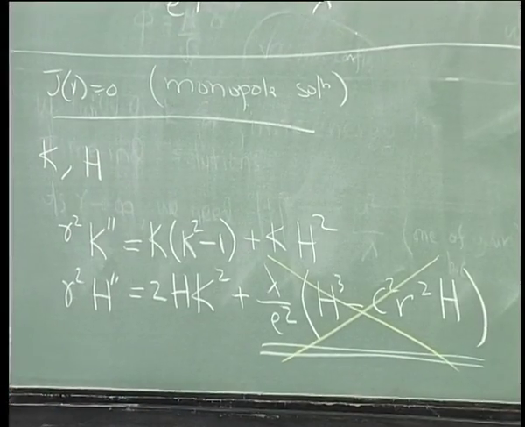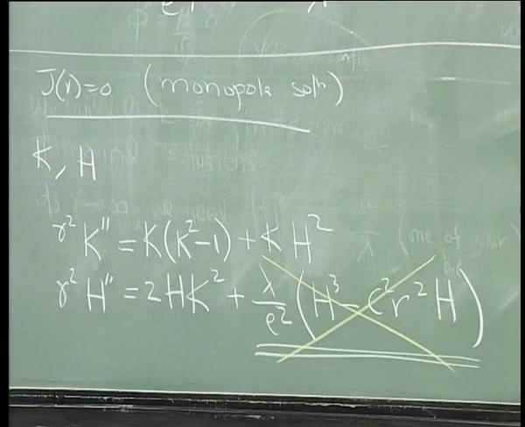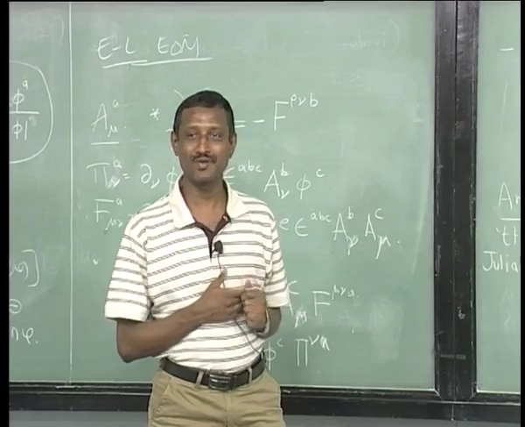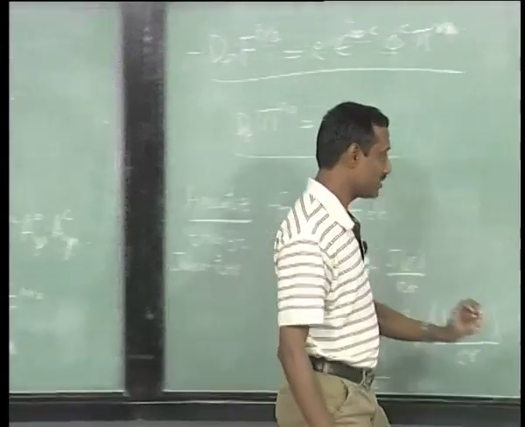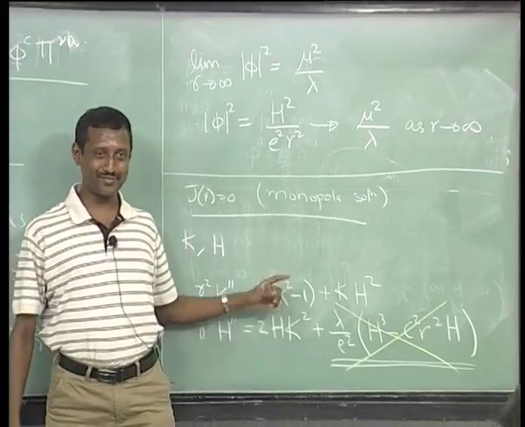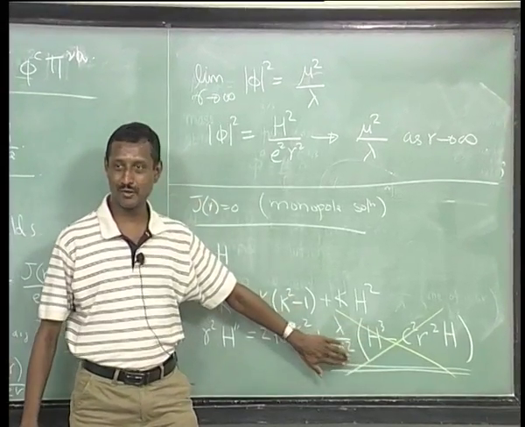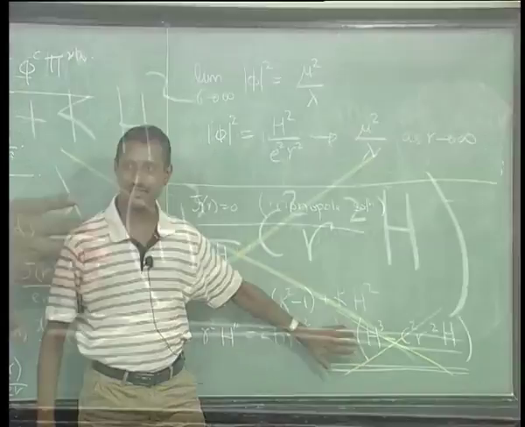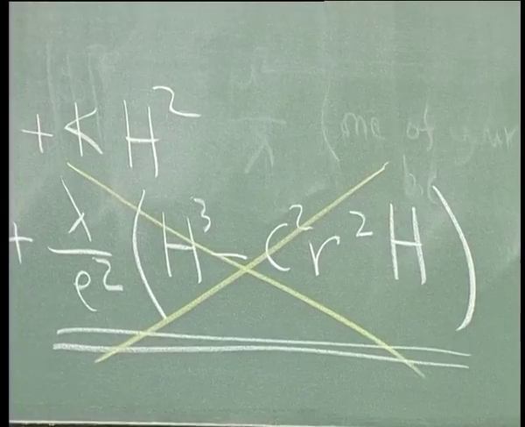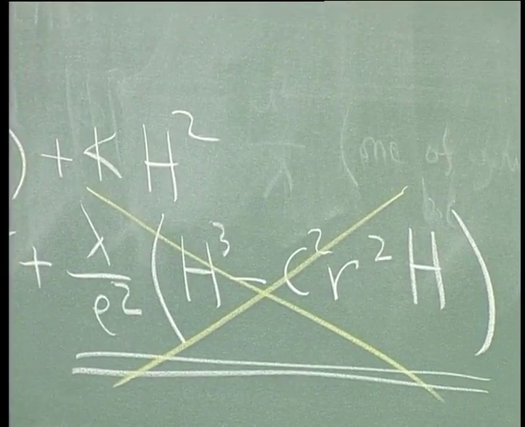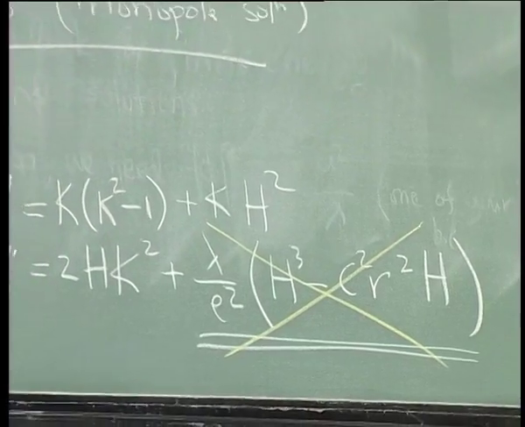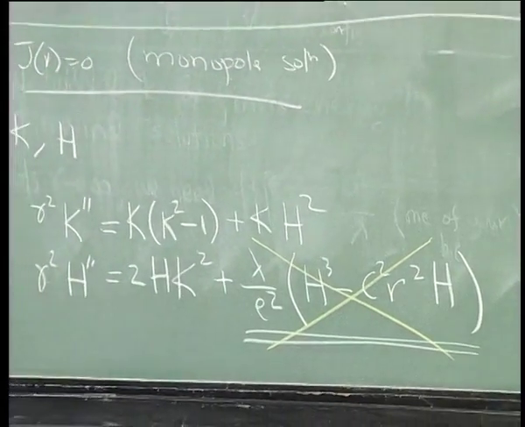There were questions asked by some people, how did Prasad and Sommerfield find out? I do not know, because I have not spoken to them, but I think this was their observation, that the solution which they were able to write for this set of equations is without this term. So that is the simplification which comes out. This term goes away, and then the equations actually have a nice solution. So now we are ready to take the Prasad-Sommerfield limit.